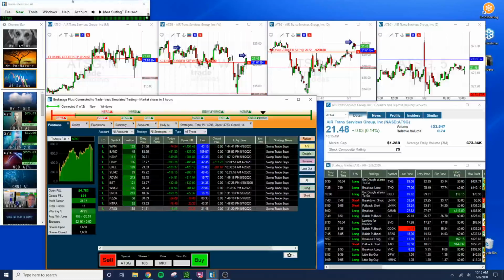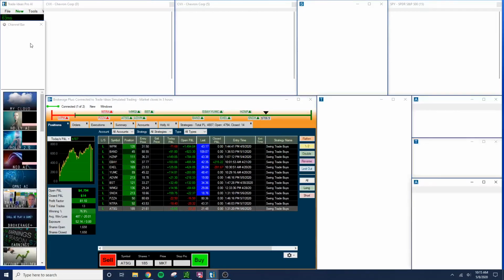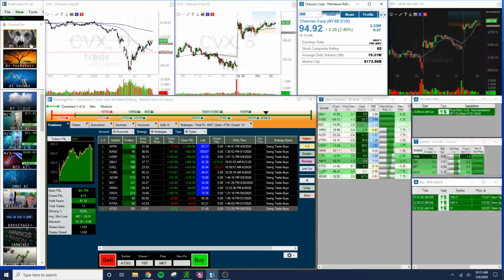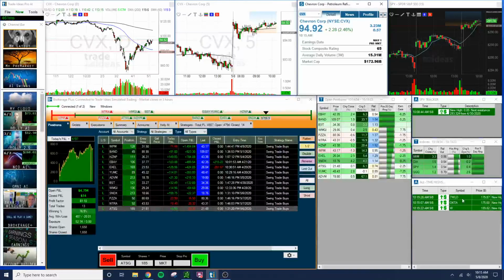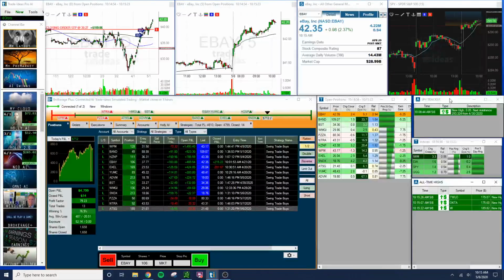Larry, do I use Trade Ideas to help with my options trading? Indirectly, yes. For options trading, I use Trade Ideas to keep track of my positions. And one of the big things I use right here, this is my layout that I use all day long. These two alert windows here, my SPY tracker and my all-time highs, are two windows that I pay attention to for options trading. So let me break it down.